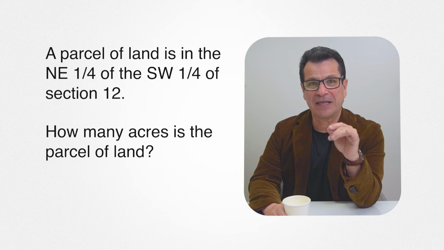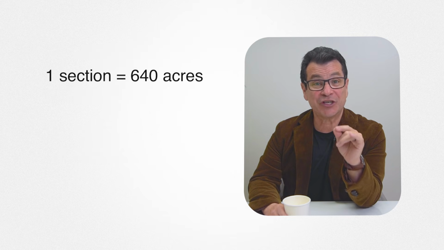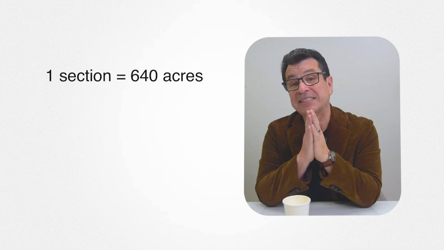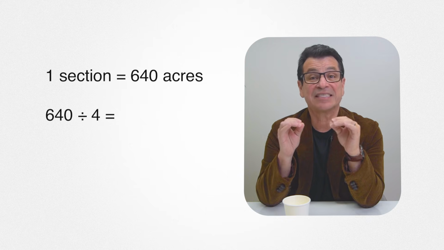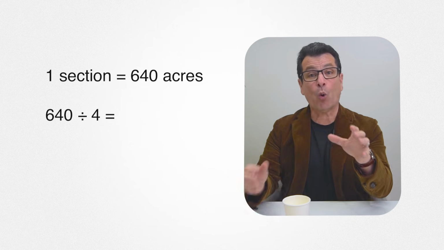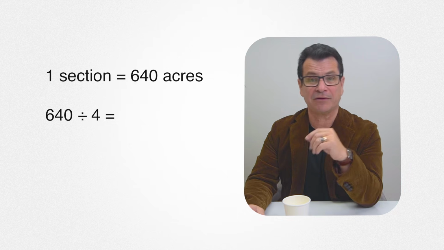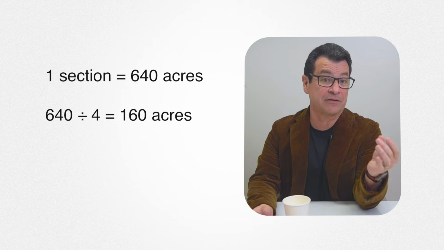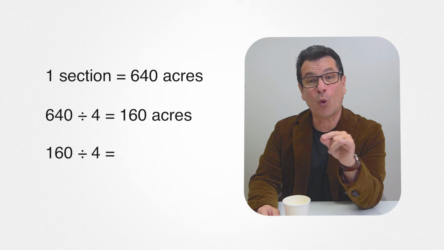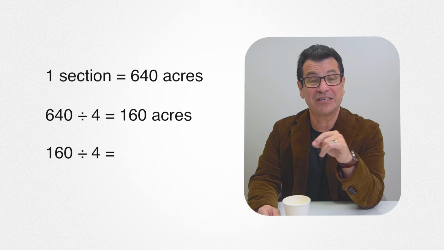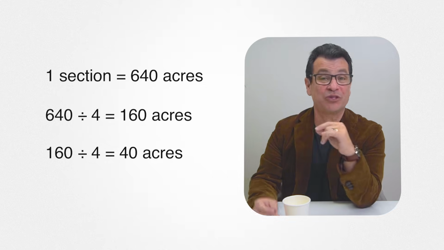All right, now here it goes. Here's what matters. One section equals 640 acres. Now we're taking fractions of that section. First, the southwest quarter. Now a quarter of 640 is 640 divided by 4, right? Which is what? Yeah, 160 acres. Now we take the northeast quarter of that southwest quarter. Well, a quarter of 160 is 160 divided by 4, which is 40 acres. The answer is 40 acres. Simple as that. Next question.